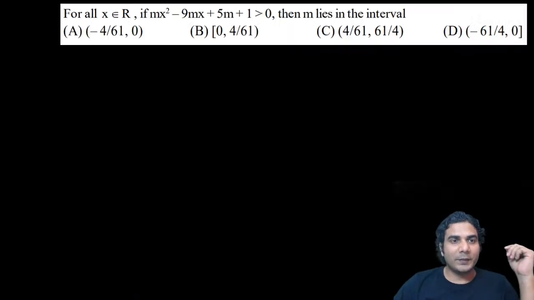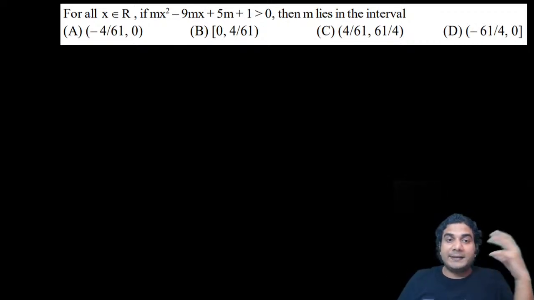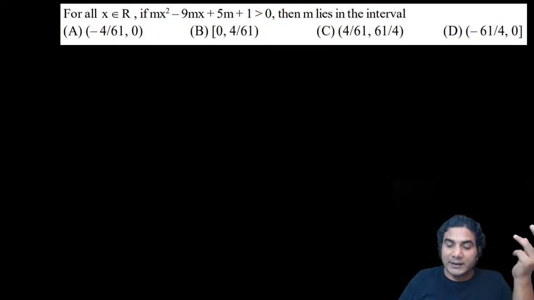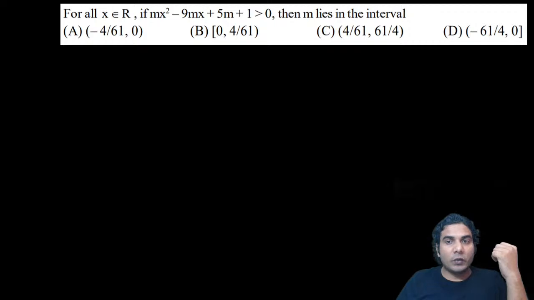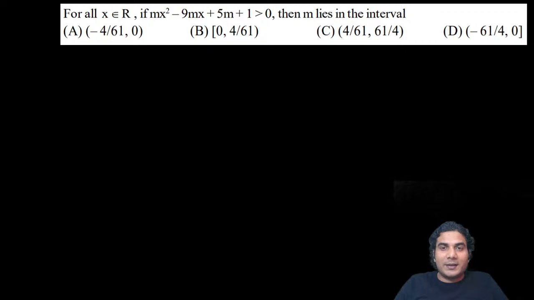Now let's move to another problem. This is another problem. It says that the quadratic mx square minus 4mx plus 5m plus 1 is greater than 0 for all values of x. Then find m. It is written for all values of x, this quadratic is more than 0. Then what are the values of m? Interval. Try this. Think about it. I'll tell you in a minute.